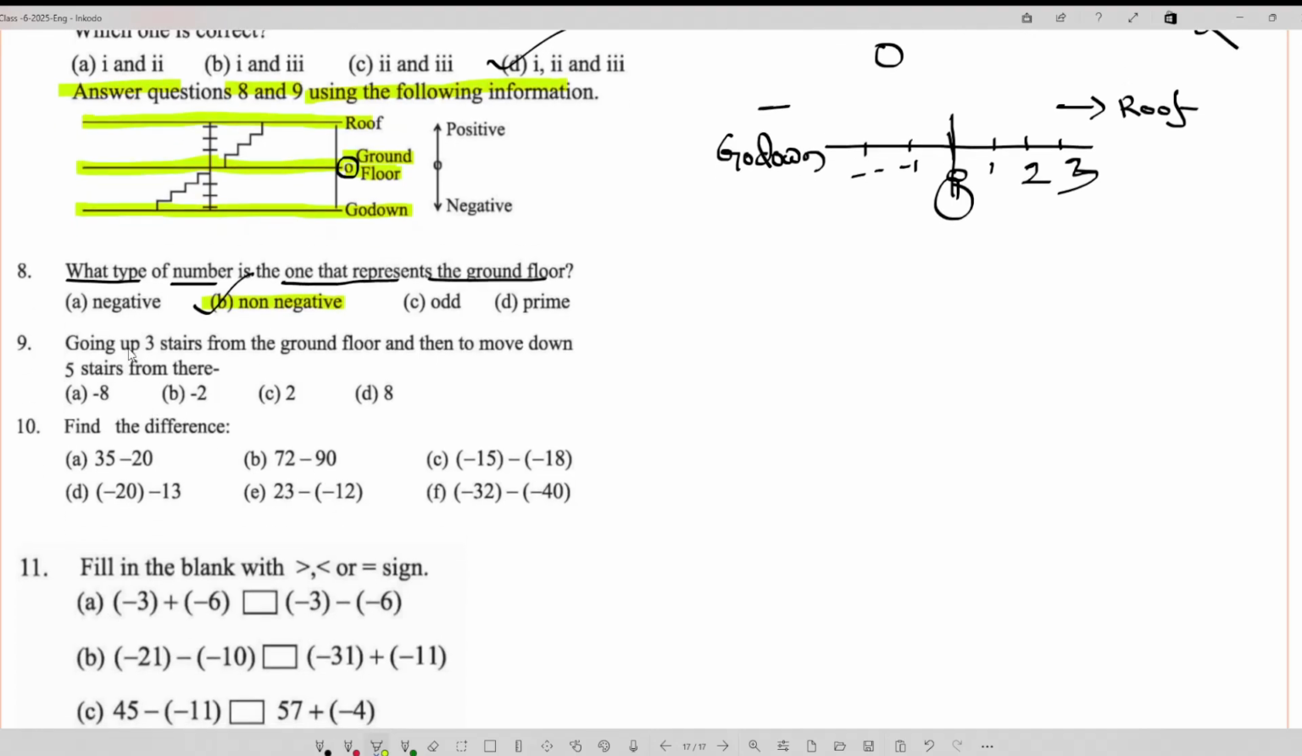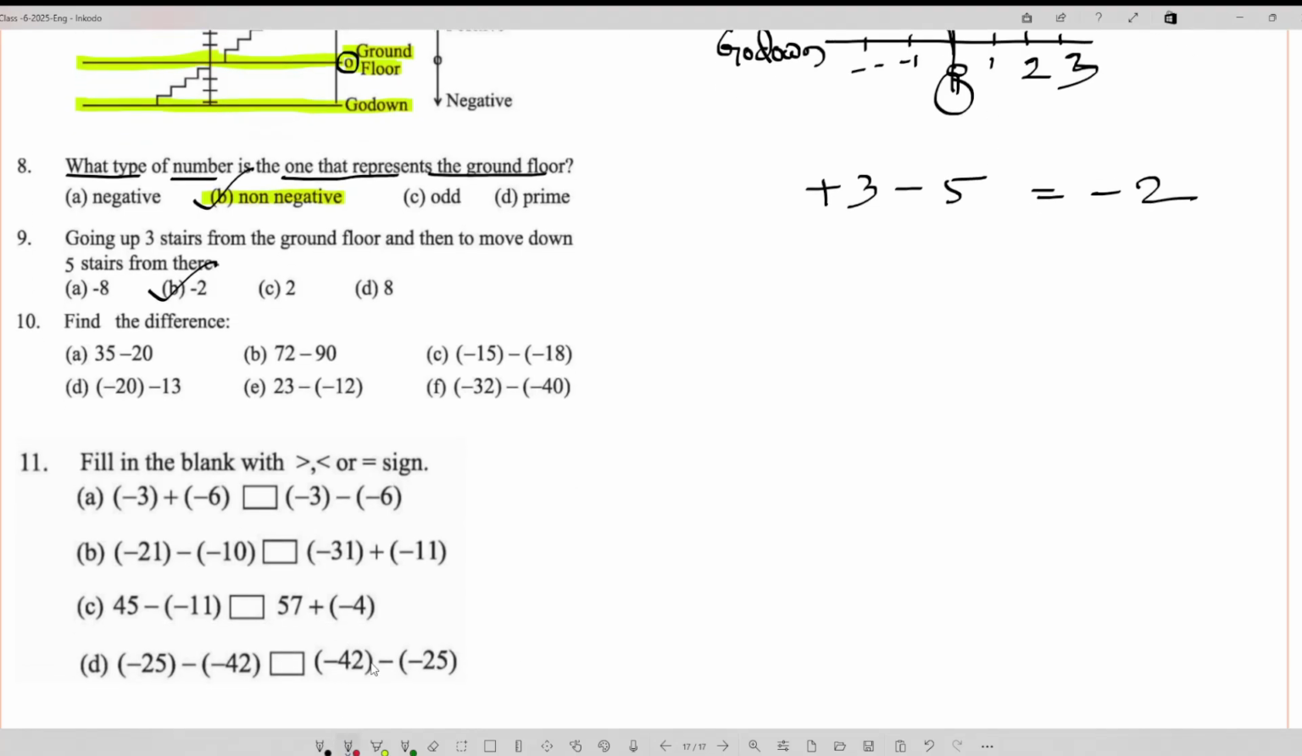Now going up 3 stairs means an upper place, so it will be plus 3, and then move down 5 stairs, so minus 5. What will be the result? Plus 3 minus 5 is minus 2. So the answer is minus 2. I hope you cleared this one.